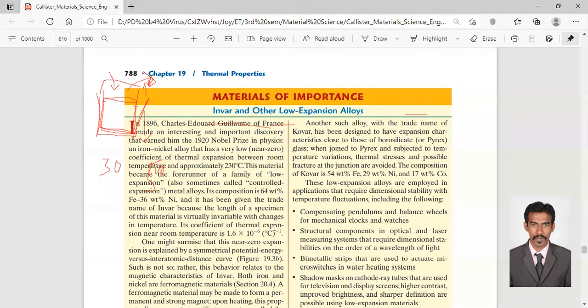Its coefficient of thermal expansion near room temperature is 1.6 times 10 to the power minus 6 per degree Celsius, right? So when compared to aluminium, which is around 23, gold around 13, and silver around 17, this is very much less, around 10 to 15 fold lesser than the thermal expansion of those metals, right? So this is a specialty of Invar, that is 64% Fe and 36% Ni.